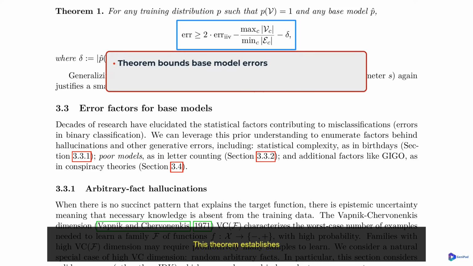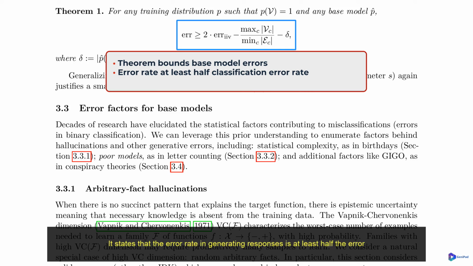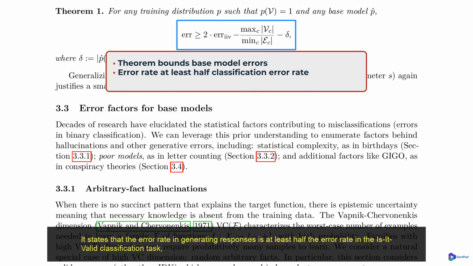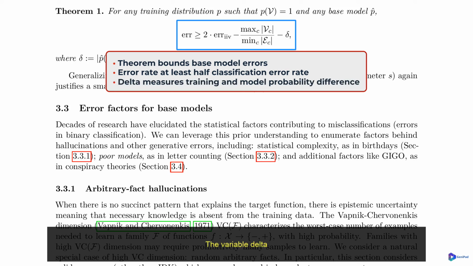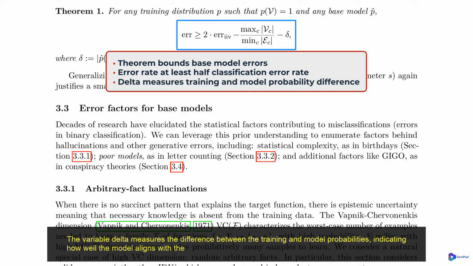This theorem establishes a key bound on errors in base models. It states that the error rate in generating responses is at least half the error rate in the "is it valid" classification task, scaled by factors related to the number of valid and erroneous responses per prompt. The variable delta measures the difference between the training and model probabilities, indicating how well the model aligns with the training data.